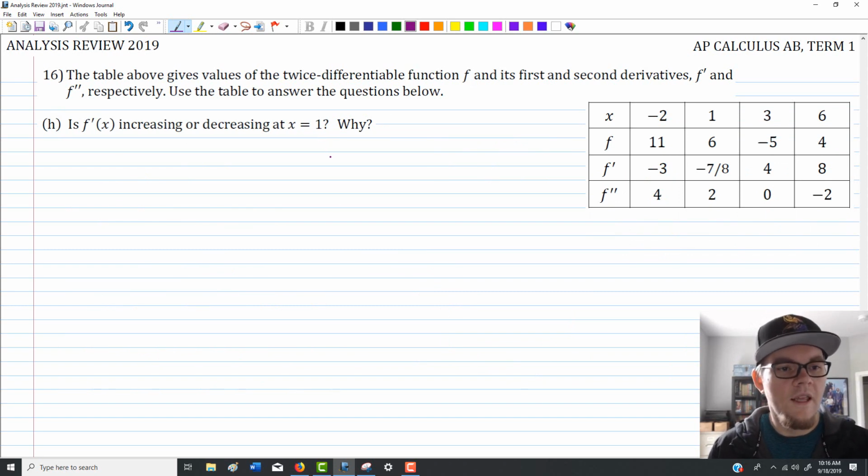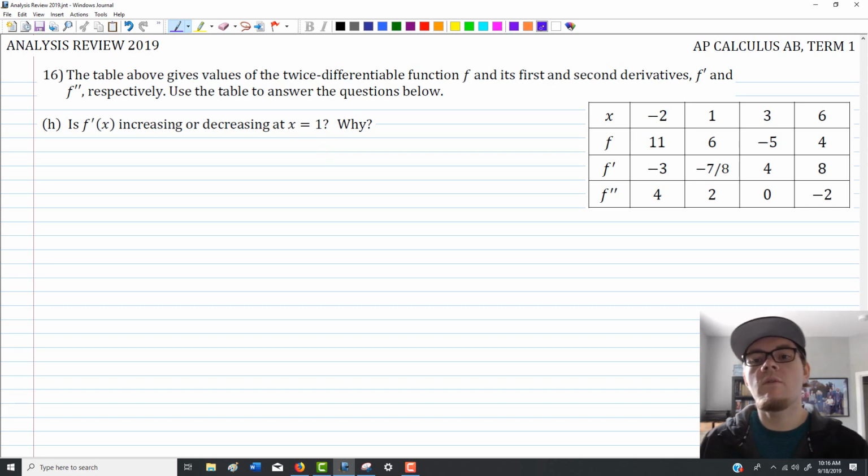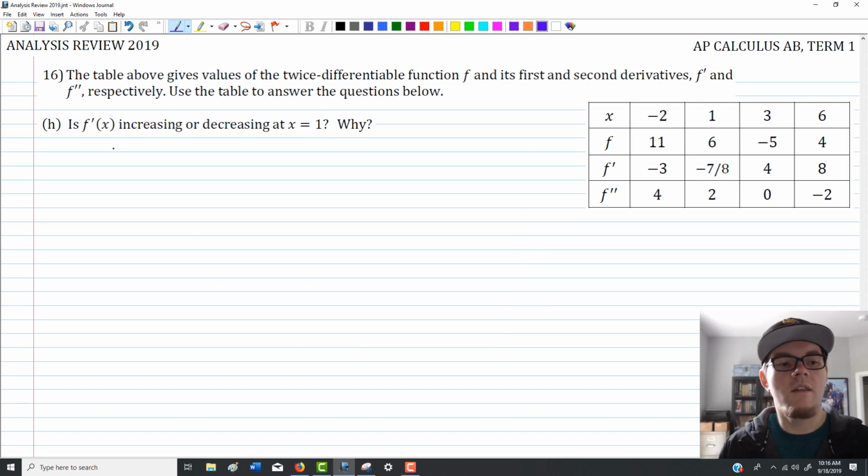Okay, H. Is f prime increasing or decreasing at x equals 1? This is one of those questions where it looks uber simple and straightforward, but there's actually some kind of nuance underneath here. It's asking us about f prime, but specifically whether f prime is increasing or decreasing. In a sense, you can think about it this way.